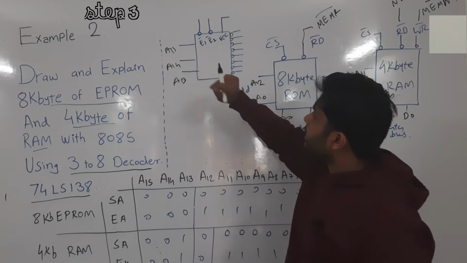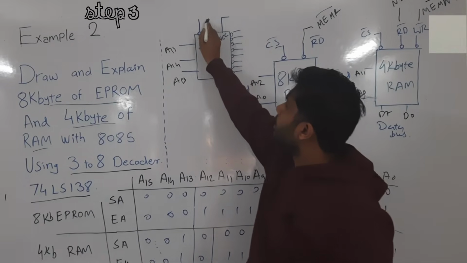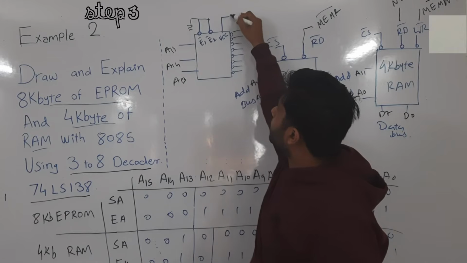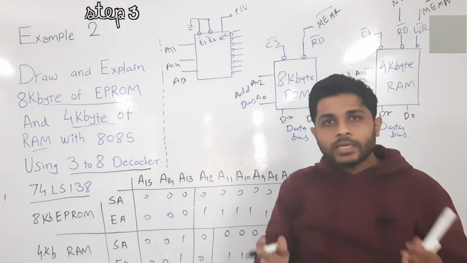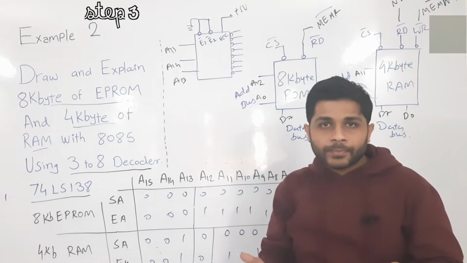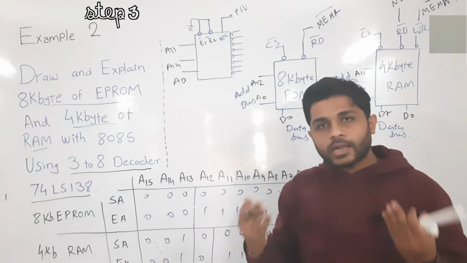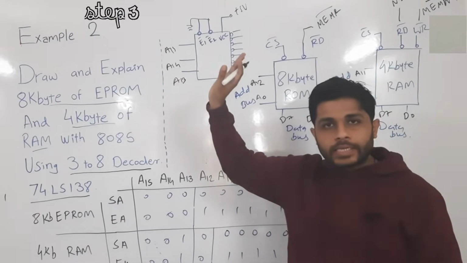Now you can see that in the decoder there is an E1 bar, E2 bar and VCC. It means E1 and E2 should be connected to ground, and this should be connected to 5 volt. If you want to work with any chip, there is some criteria that you have to provide to that chip. So you have to provide VCC and ground so that you can work with that chip. So we have satisfied the criteria which was required.